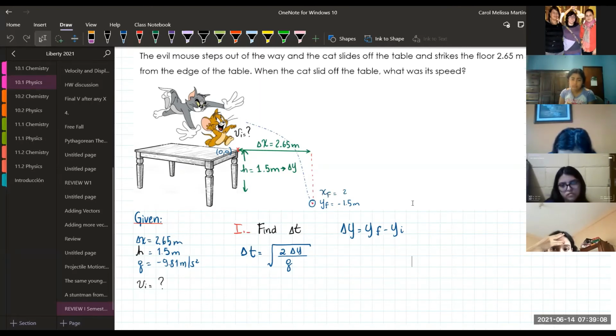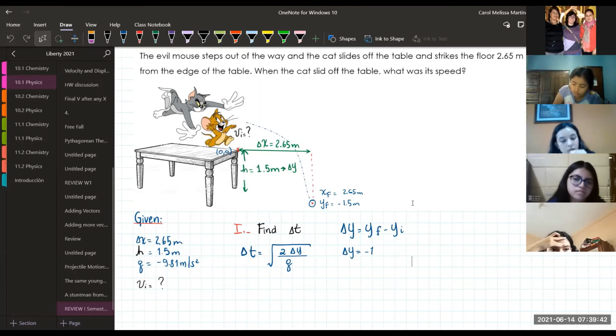So in x it doesn't change, but in y, remember it changes. Why? Because the final position of the object is below the initial position. So in that case, delta y will always be negative. Remember this. When the object's final position is below the initial, delta y is directly negative. But you can get the delta y with the formula: final, which is negative 1.5 meters, minus initial, that is 0. So in the end, delta y is negative 1.5 meters.